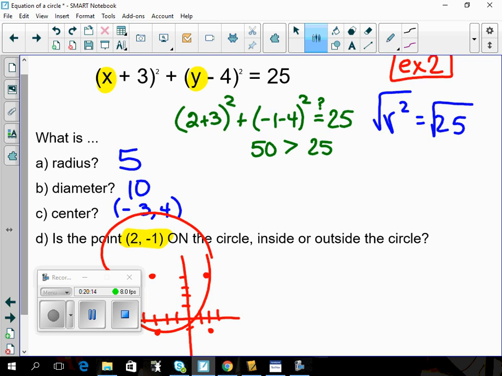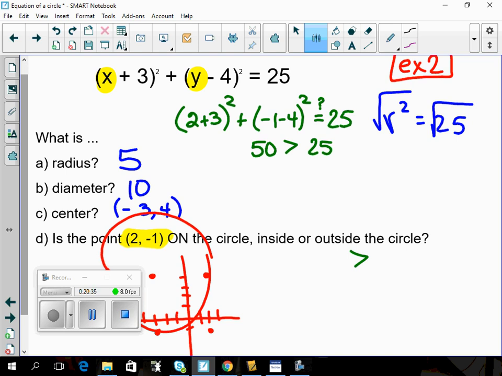Last part of your notes. Are you ready? Yes. If it's a smaller number than 25, would it still be inside? It'd be inside. So we're trying to figure out if the two numbers, this should look familiar to you, by the way.